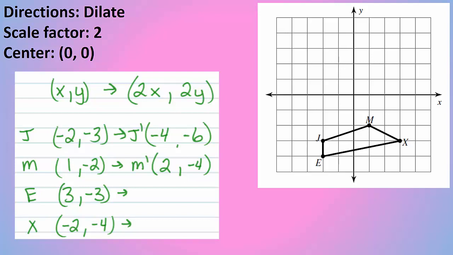E prime: 3 times 2 is 6. Negative 3 times 2 is negative 6. And finally, X prime. Negative 2 times 2 is negative 4. Negative 4 times 2 is negative 8. And again, since these points are not going to fit on the graph, it's sufficient to show my work with the ordered pairs to validate my solution.